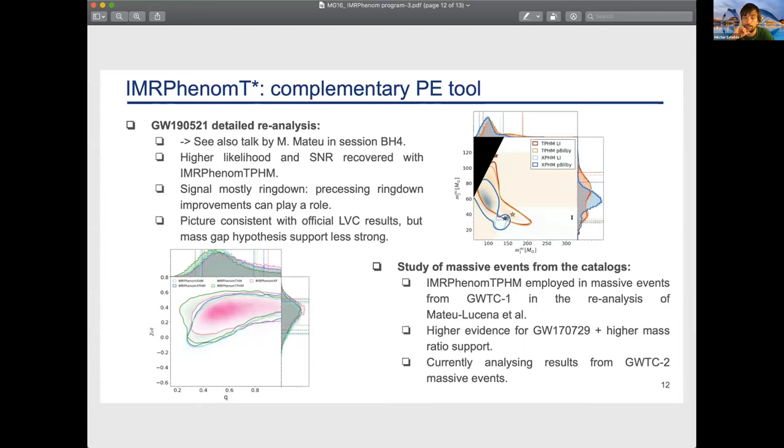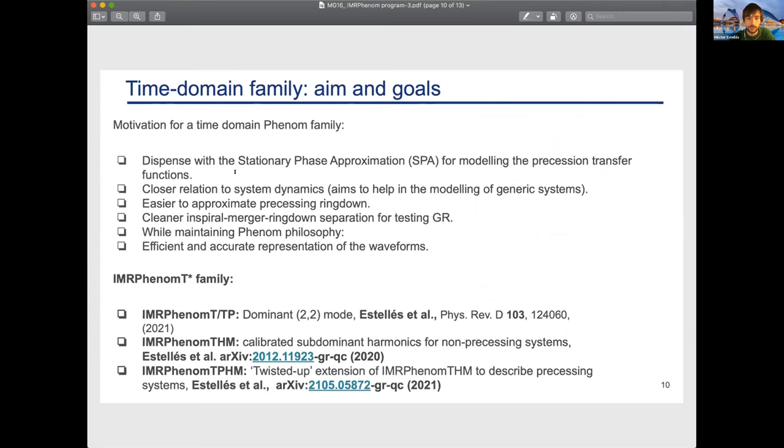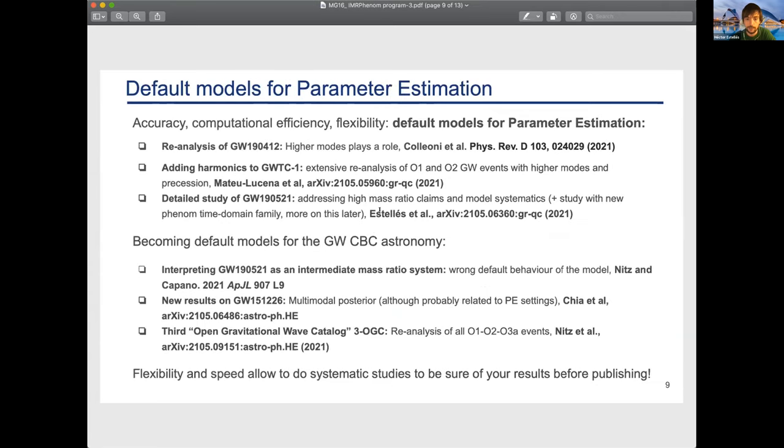So yes, it's a challenging event. The systematics can play an important role here. But if you want to look at the paper, we explain our study in detail. The paper is mentioned here. Okay, thanks.